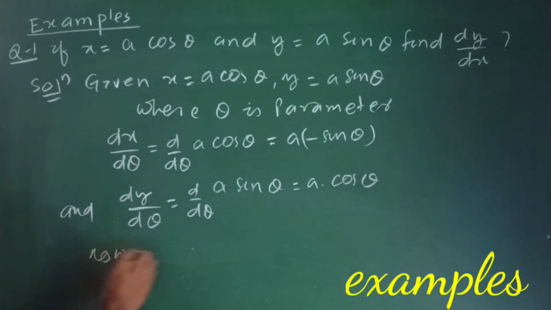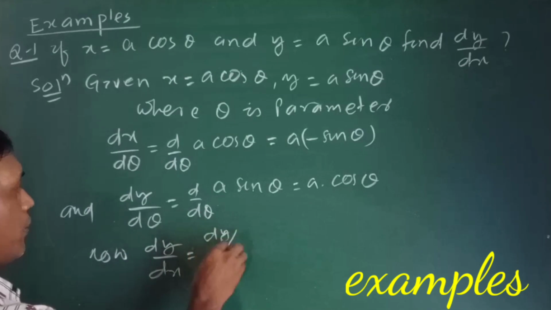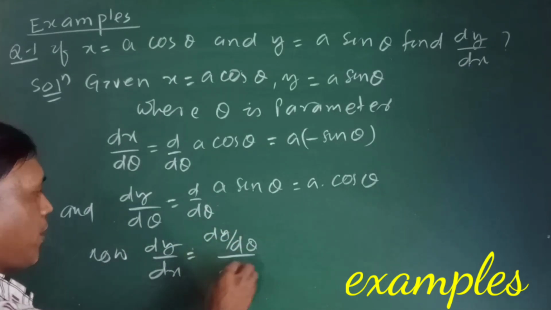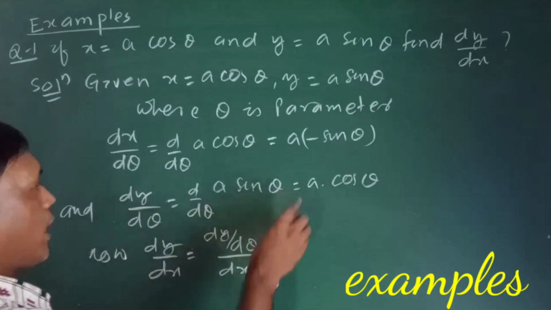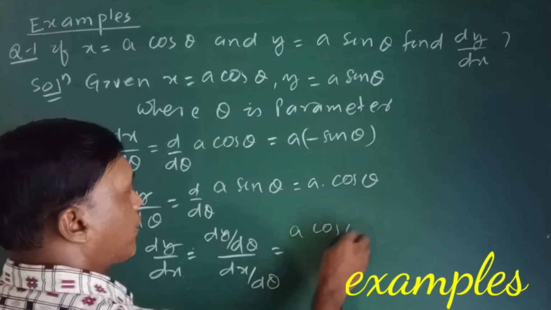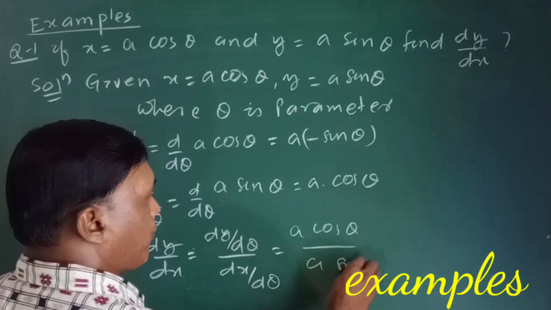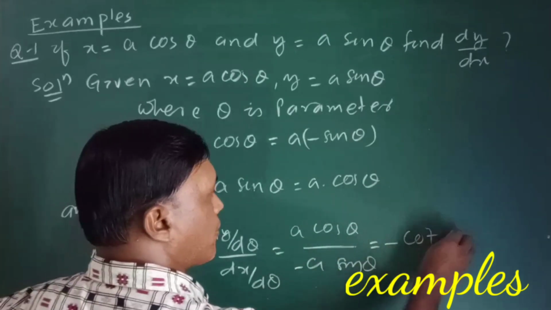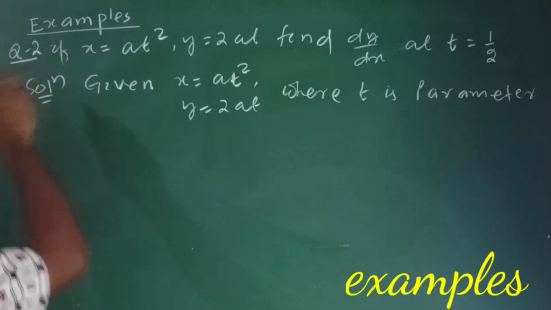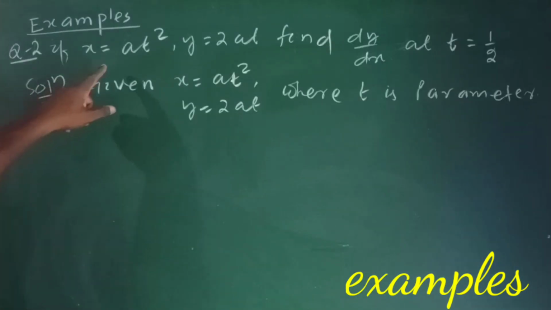Now dy by dx is equal to dy by d theta divided by dx by d theta. We have a cos theta divided by minus a sin theta, which is equal to minus cot theta. Example 2: if x is equal to a t square and y is equal to 2at, find dy by dx at t is equal to 1 by 2.